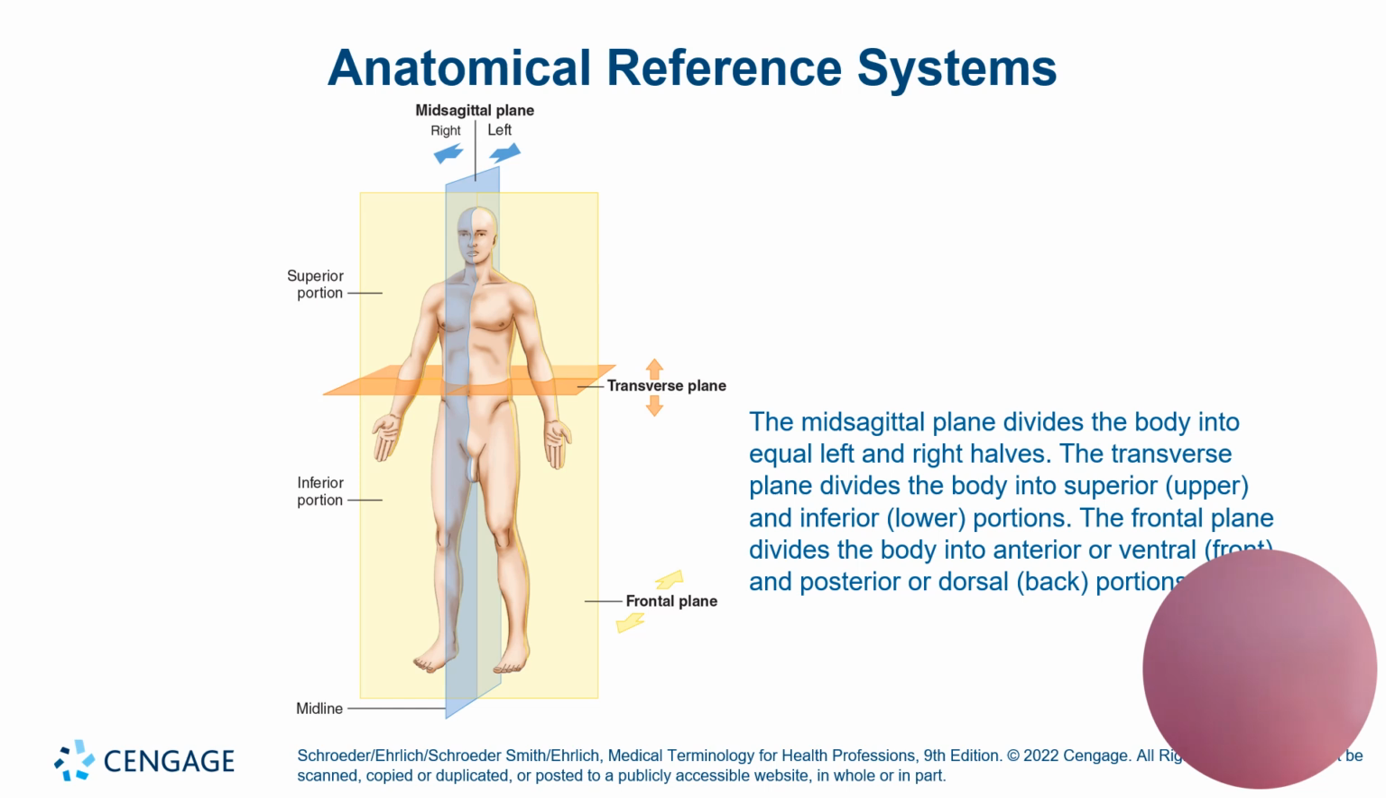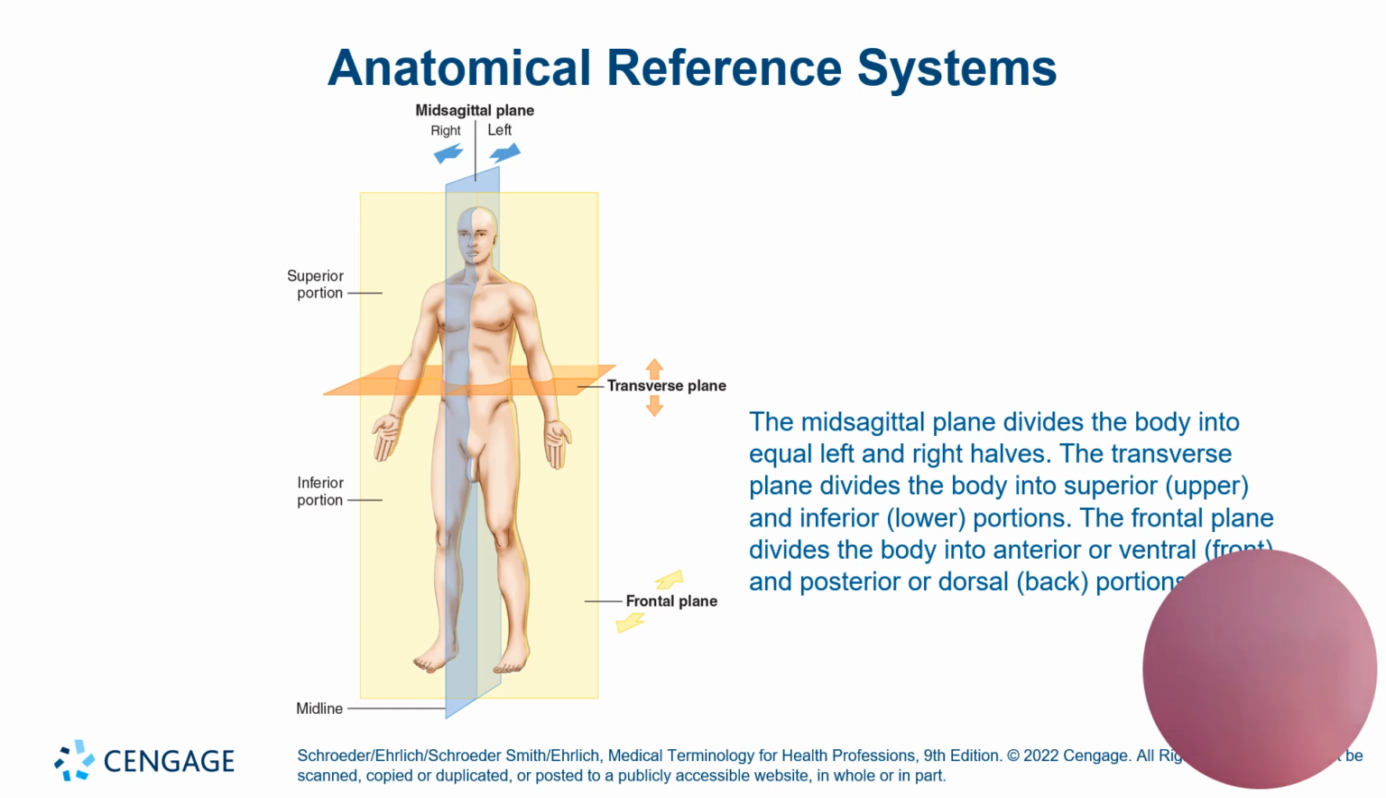The frontal or coronal vertical plane divides the body into anterior, which is the front, and posterior, which is the back. We know post is always after, so if you think of the front as being before and the back as being after, then hopefully that will help you remember which is anterior and which is posterior.